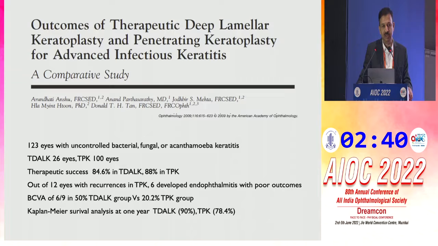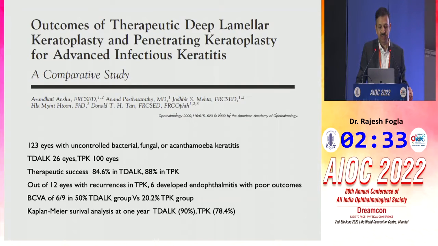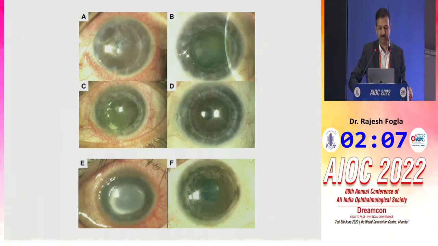This is a nice paper from Donald Tan's group from SNEC Singapore, where they compared therapeutic DALK versus therapeutic PK, and they found that the success rate of eliminating the infection, both with DALK and therapeutic PK, is almost similar, but the risk of having severe complications like endophthalmitis was more when you do a full thickness therapeutic keratoplasty versus a DALK. The best corrected visual acuity of 6/9 or better was achieved more in the DALK group, and the long-term graft survival was also better in the eyes which had the therapeutic DALK.